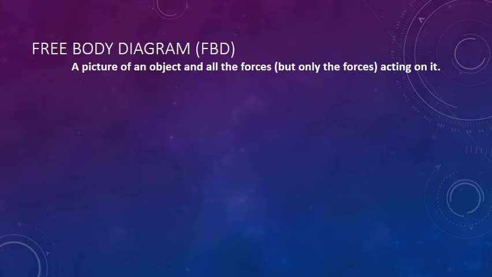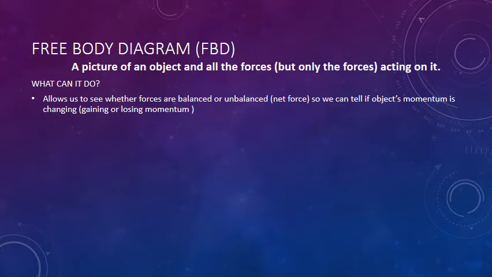One important tool that we use to help us picture what's going on with the net force on an object is called a free body diagram, sometimes abbreviated FBD. A free body diagram is a picture of an object and all the forces acting on it. It's important that the only thing you put in a free body diagram is forces. You don't put velocities or masses or anything else, just the forces. The point of a free body diagram is that it allows us to see whether the forces are balanced or unbalanced. It allows us to see very quickly if there's going to be a net force on an object, so we can tell if the object's momentum is going to be changing.